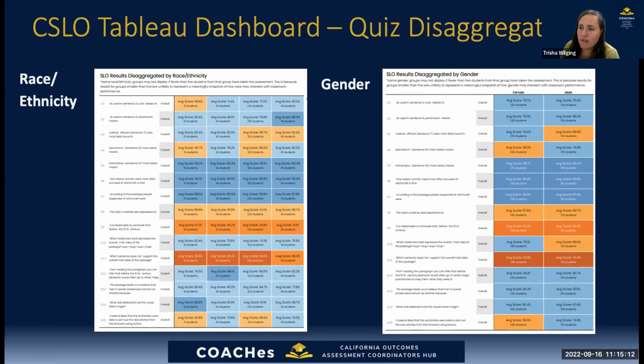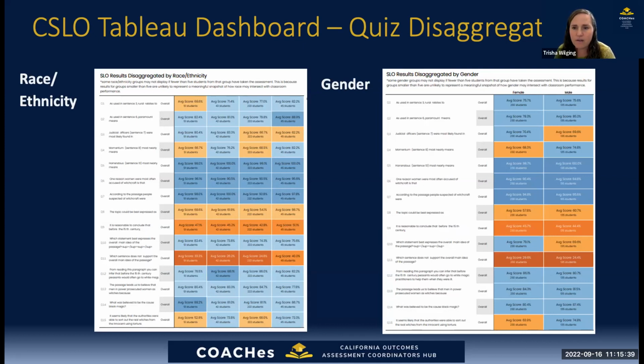So in addition, it allows us to disaggregate our results. Tableau allows us to disaggregate our results by race and ethnicity and by gender, even at the question level, right? So it gives us a lot of opportunity to have rich conversations and real dialogue concerning what we're noticing, what we've been observing. And of course, it is a campus-wide perspective, right?